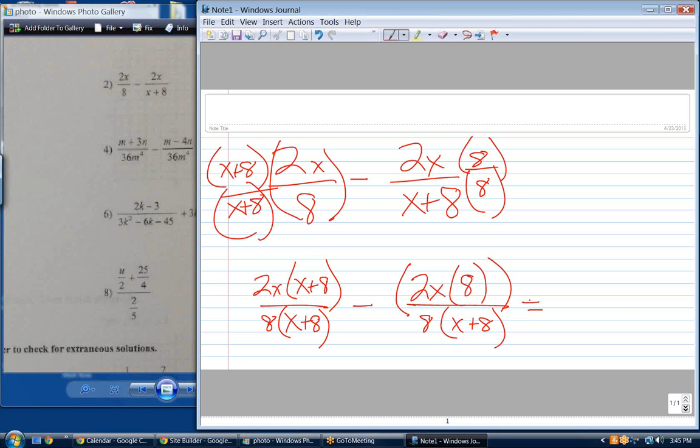So now let's simplify the numerator. We know the denominator doesn't change. It's 8 times x plus 8. What's the new numerator become? Is it 2x squared plus 16x minus 16x? Okay, so it's 2x squared. Now I can simplify it more.